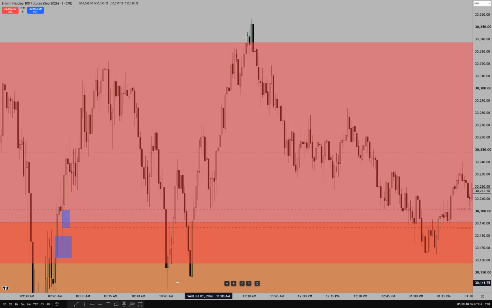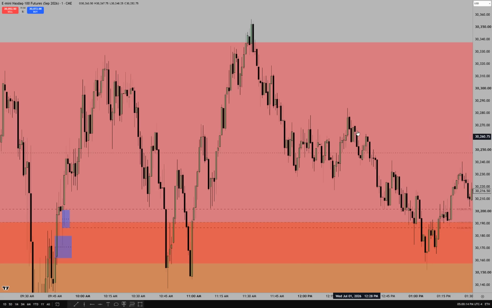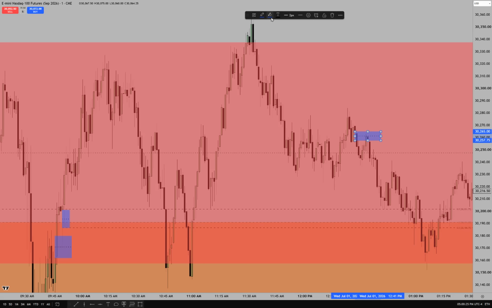What's this over here? Relative equal lows. So they dive down in here. We have a fair value gap there with a suspension block at the high there. And then that's the business on that one.